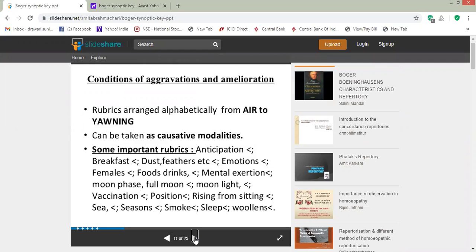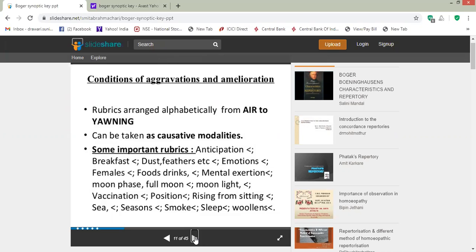Then conditions of aggravations and amelioration. Rubrics are arranged alphabetically from AIR to YAWNING. So alphabetically, the rubrics are arranged from A to Y. There is no rubric related to the alphabet Z. So from A to Y, the rubrics are arranged alphabetically and can be taken as causative modalities.